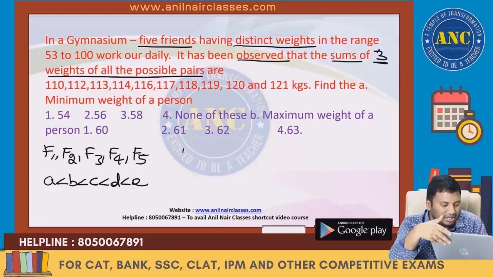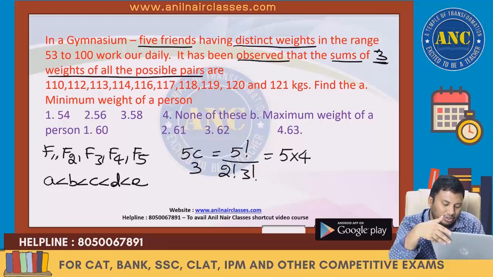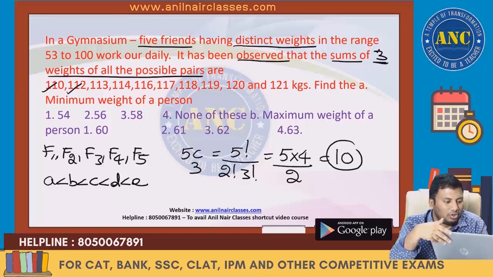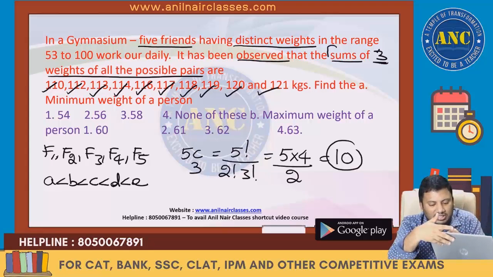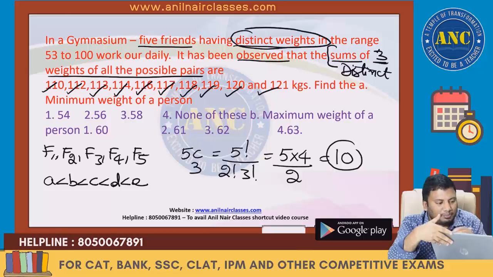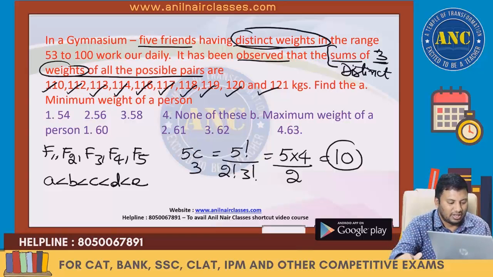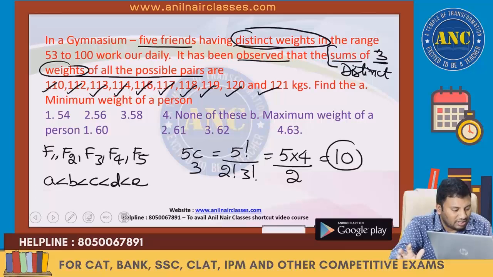Sum of the 3 weights. Out of 5, I am selecting any 3. So these are nothing but 5 factorial by 2 factorial, 3 factorial. So 5 into 4 divided by 2, total 10 ways I should get. So there are 10 weights. What are all these 10 weights? Sum of 3 distinct weights. Distinct is important. Now 5C3 is 10. Now listen carefully, sir.